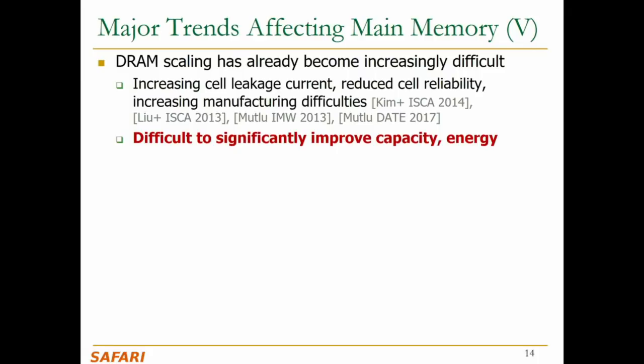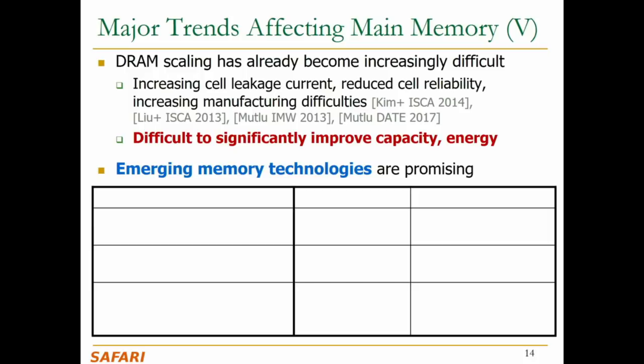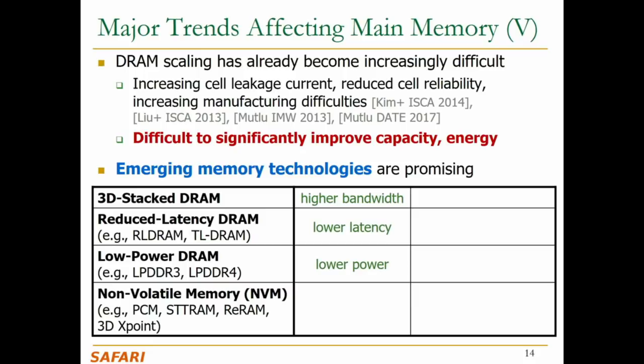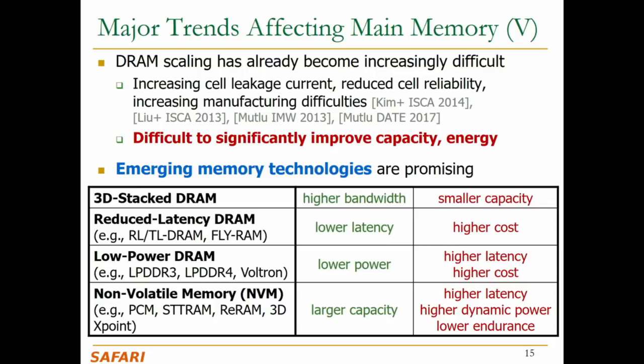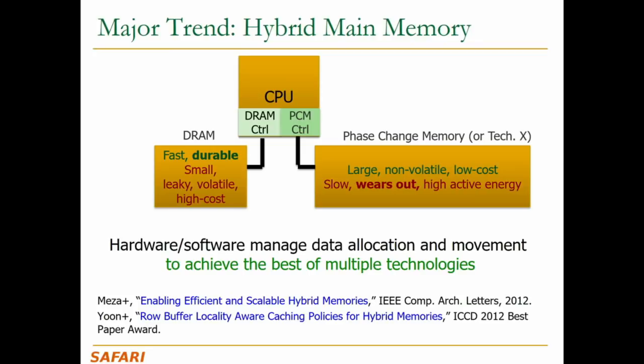This has led to the proliferation of different types of DRAM, driven by both the application requirements and the requirements from the bottom. As a result, there are many emerging technologies. You can see that there's 3D stacked DRAM that gives you higher bandwidth, reduced latency DRAM, low power DRAM, non-volatile memory. They all have greens, but they all have reds also. So there's no single memory that's good at everything. As a result, one major trend has been going into hybrid memory technologies where you have multiple different technologies, potentially multiple different DRAMs, and you design the hardware and the software to manage data allocation and movement such that you achieve the greens as much as possible while avoiding the reds as much as possible.